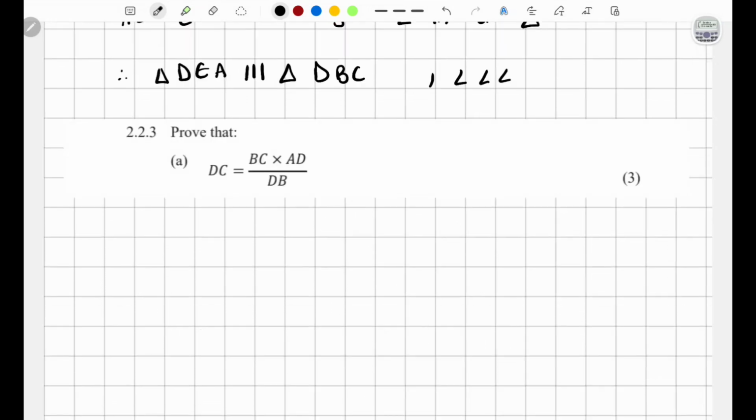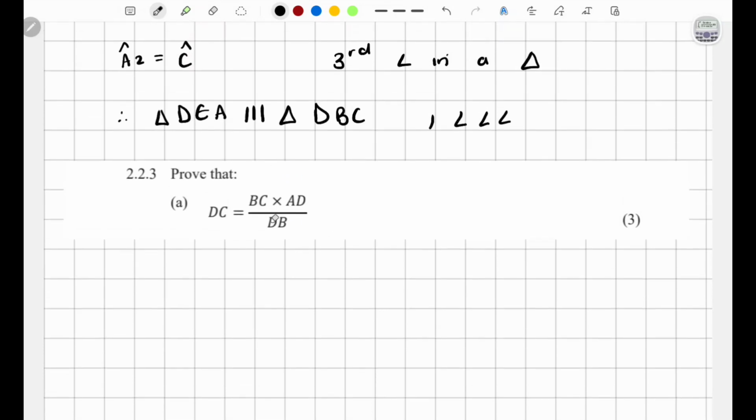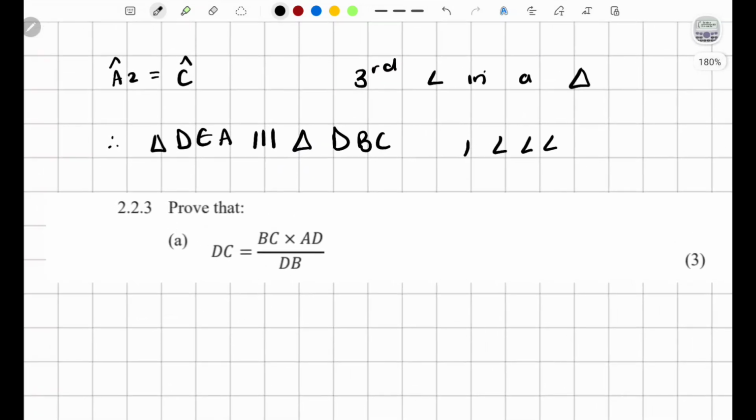Okay, the next question, 2.2.3, says we need to prove that, first of all, DC is equal to BC multiplied by AD over DB. So every time they give you something like that, after they've asked you to prove that two triangles are similar, it's usually coming from the proportions of these triangles. So this is how we can use these proportions. We don't necessarily need the actual diagram to show how they are in proportion. We can just use the lettering of what we have here.